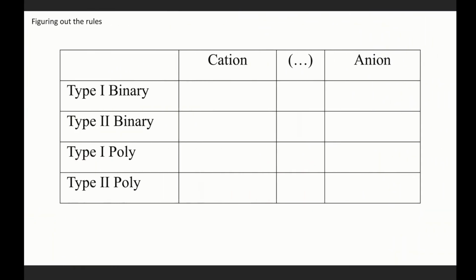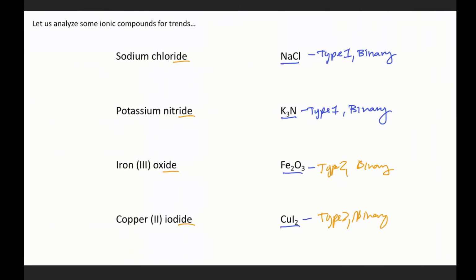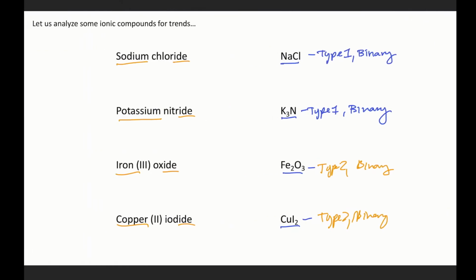For our type 1 binary and our type 2 binaries, they will always be root and then "ide." That's how they are named. For the cation part, we'll see sodium, potassium, iron, copper. We're just using the full name of that cation, no amendments, no changes, just the full name.